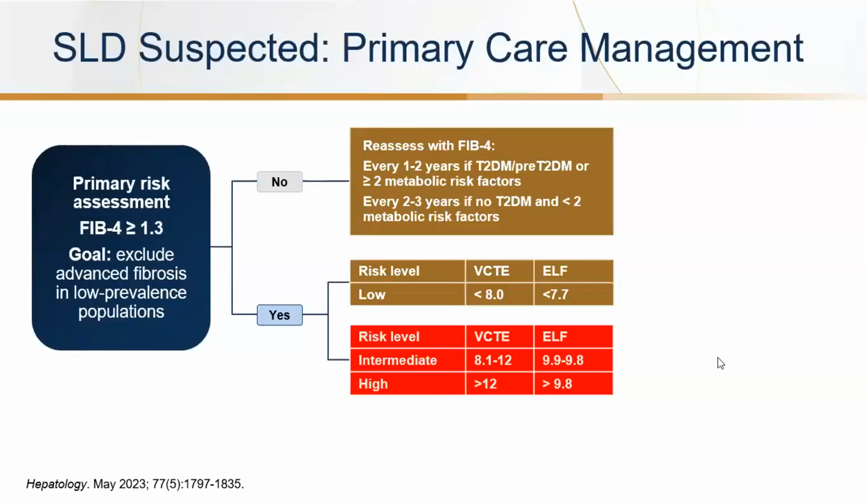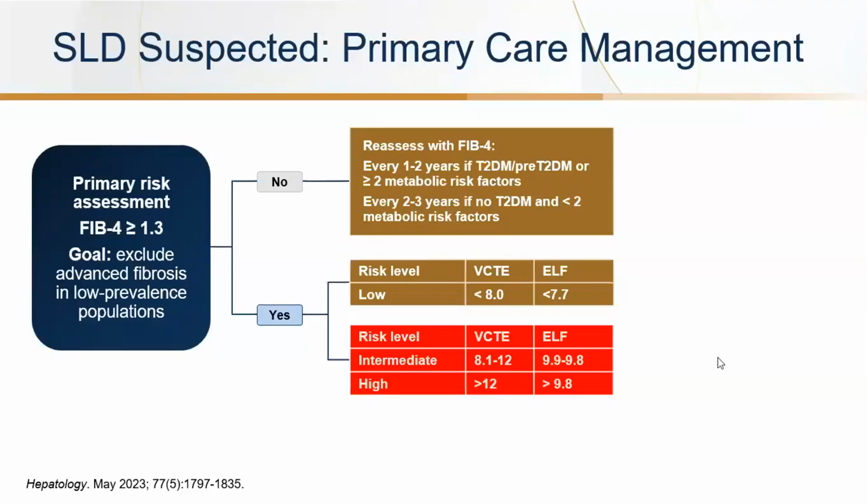The FIB-4 is a calculator. You can get it on MD-Calc. It requires the patient's age, their AST, their ALT, and their platelet count. So pretty easy and basic labs that you're probably getting on your patients anyway. You can plug in those values and get a FIB-4. And the main purpose of the FIB-4 is to rule in or rule out patients that have advanced fibrosis.